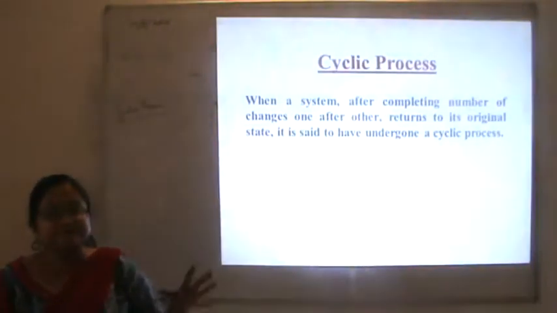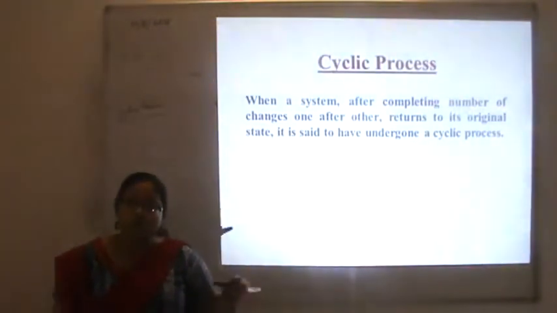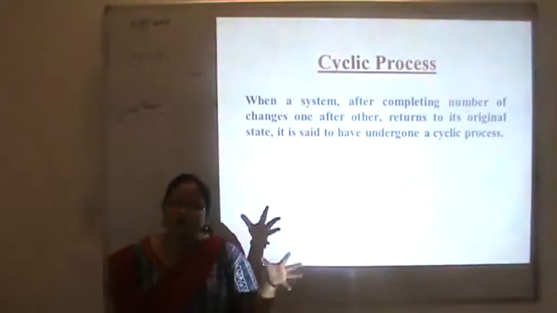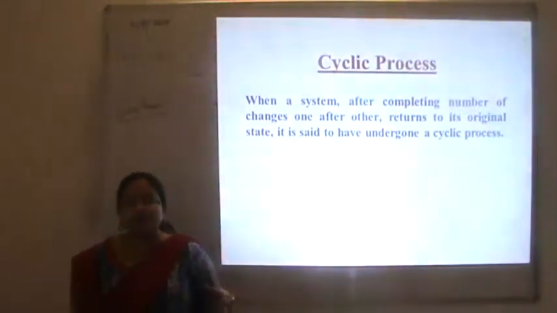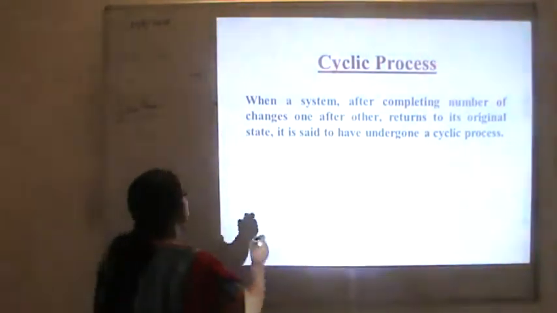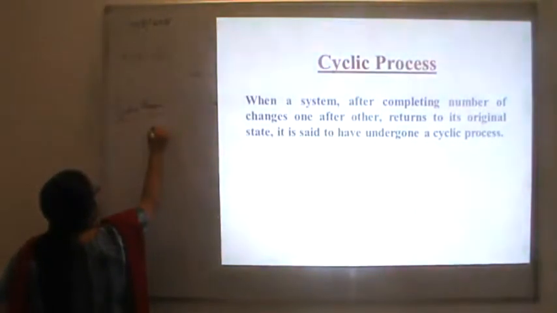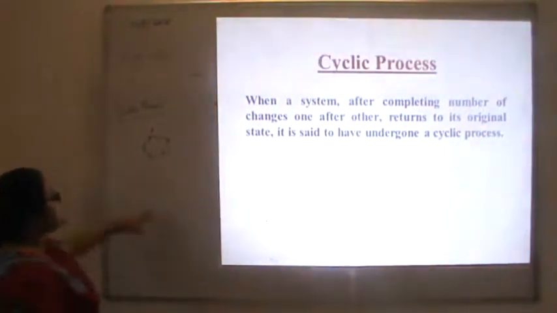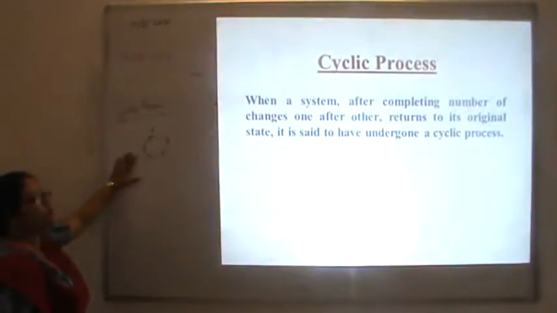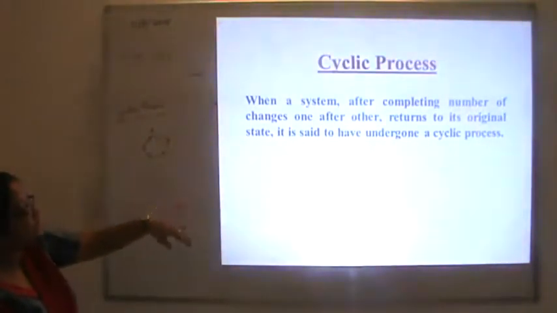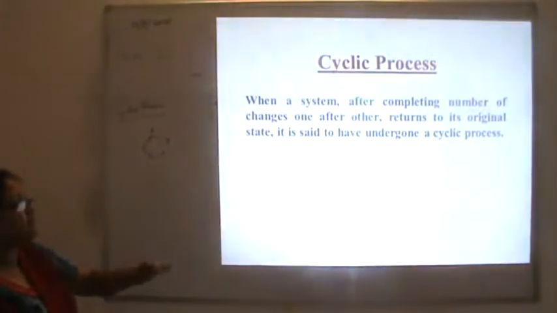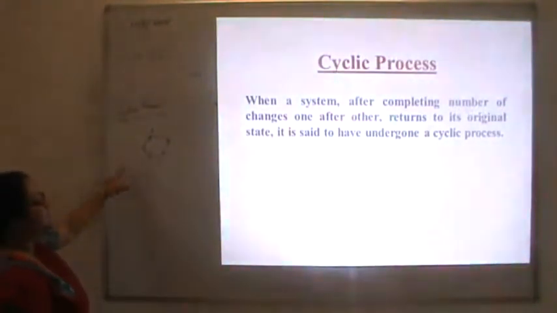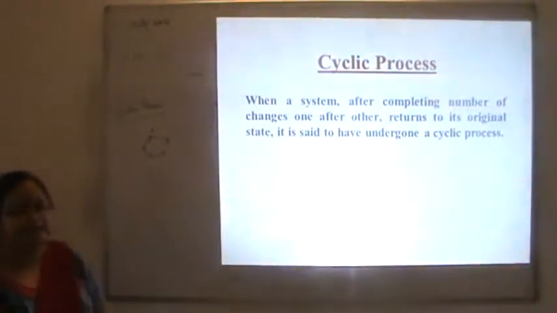When a system, after completing a number of changes one after another, returns to its original state, it is said to have undergone a cyclic process. A system starts from this point but it returns to this point, it is called a cyclic process.